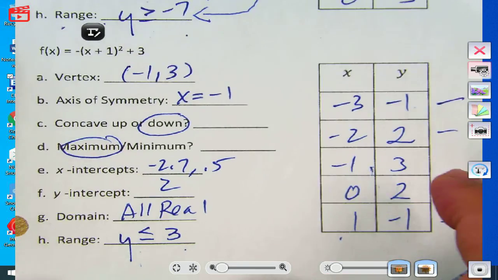How do you know right off the bat if it's concave down? Remember the middle is the vertex, right? And it was concave down because there's a negative up front. If it was positive, it would be a minimum. If it was positive, it would be concave up.